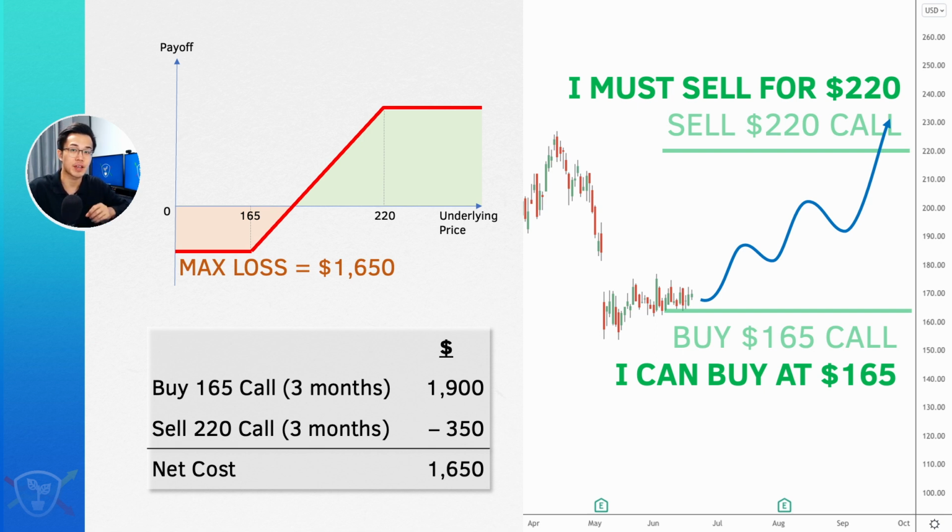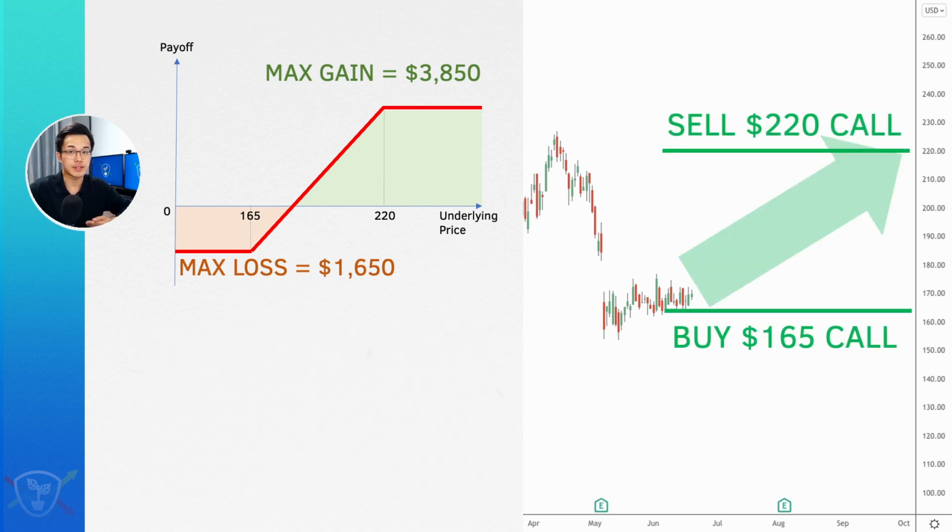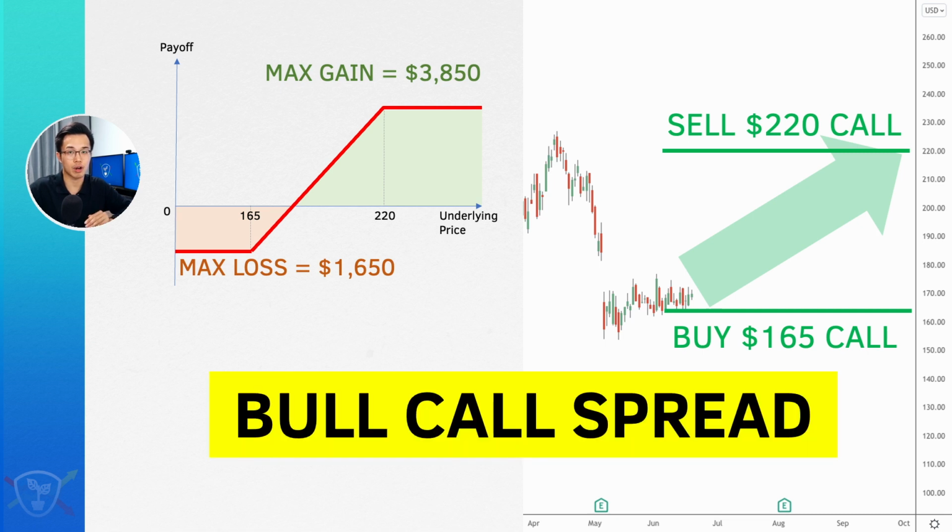So that gives me a profit of $5,500. So if we deduct the $1,650 net amount that I paid for this option position, the maximum gain on this trade is $3,850. If I'm wrong and the share price is below $165 in 3 months, I'll make the maximum loss of $1,650. This debit vertical spread that we see here is known as a bull call spread.